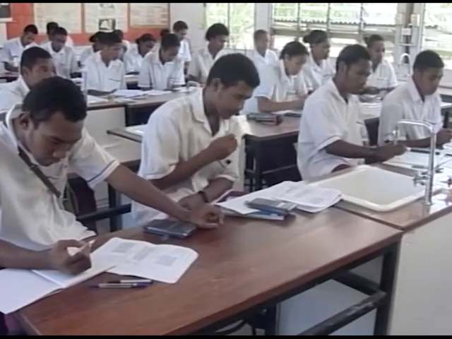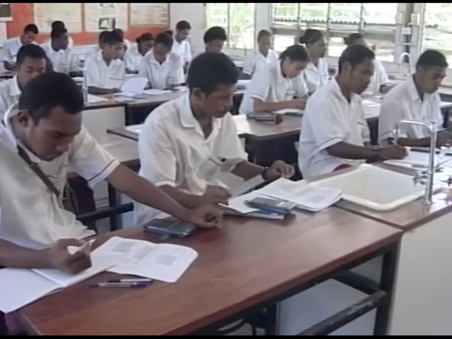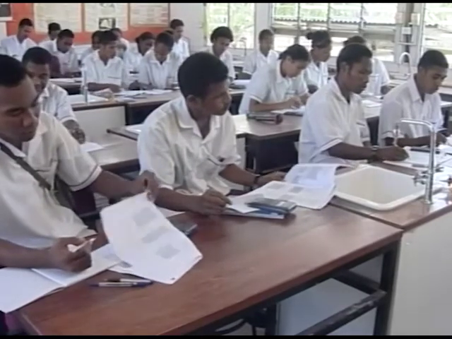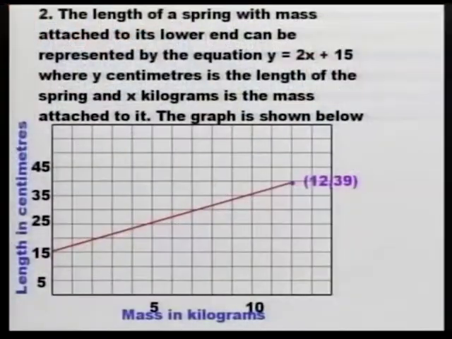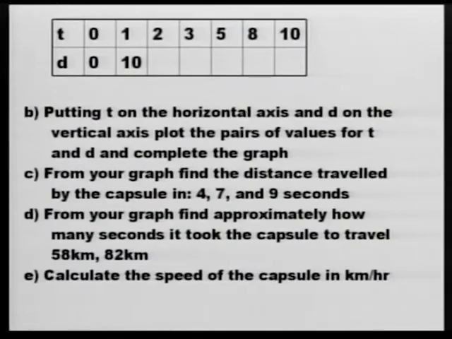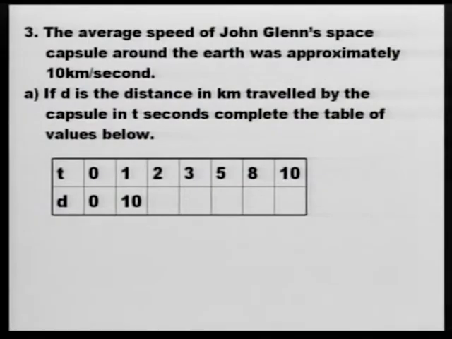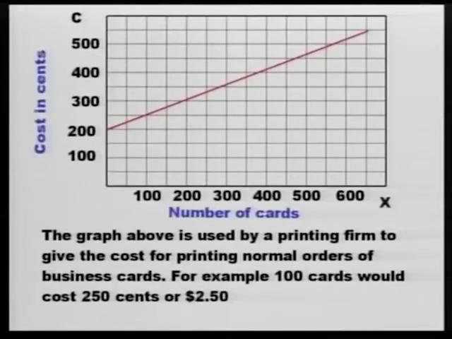Okay, for homework, you are going to complete question 2. You are going to draw the graph for question 3. And you are also going to answer question 5 on your worksheet. But it's 4 on the screen.